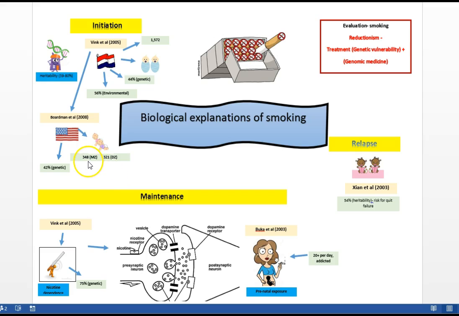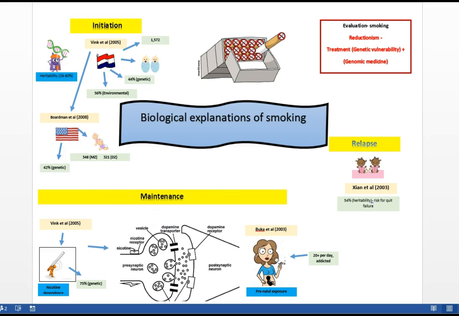Boardman in the USA in 2008 found that when they looked at 348 monozygotic, that is identical twins, versus 321 dizygotic twins, that is non-identical twins, they found that them taking up smoking was down to genetics. 42% of taking up smoking was due to the genetic predisposition.